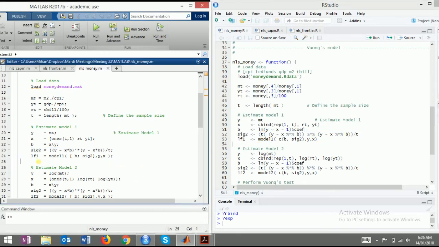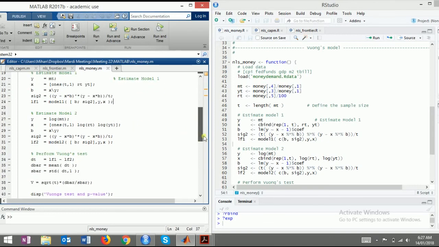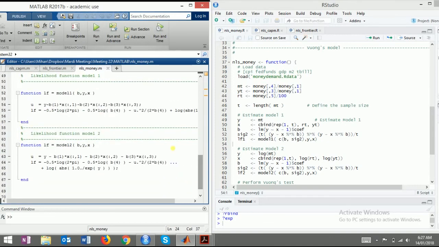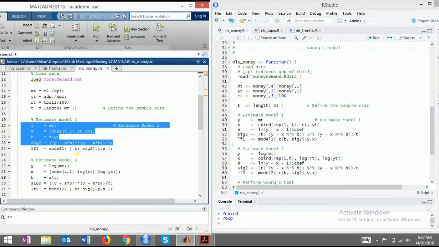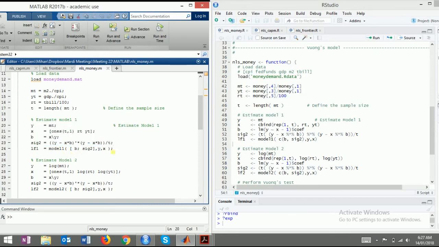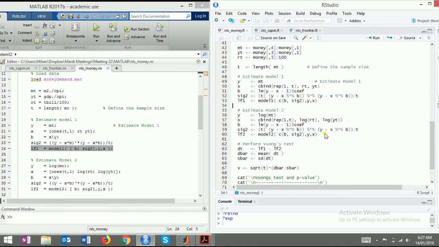And so model 1, LF1, we are just calling the function, but we are not running any optimization. We are just putting in the log likelihood function because we did all these estimations. Now we are putting all the information in model 1, and so we have a log likelihood function value because we want to do a likelihood ratio test. That's all.